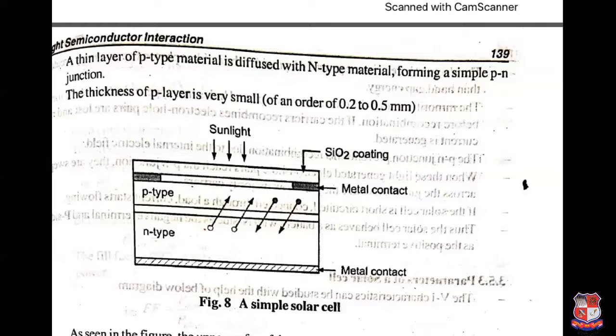Now here we will see figure 8, a simple solar cell, or the construction of a solar cell. In the figure we can see a thin layer of p-type material diffused with n-type material, forming a simple p-n junction. The thickness of the p layer is very small, on the order of 0.2 to 0.5 millimeter.